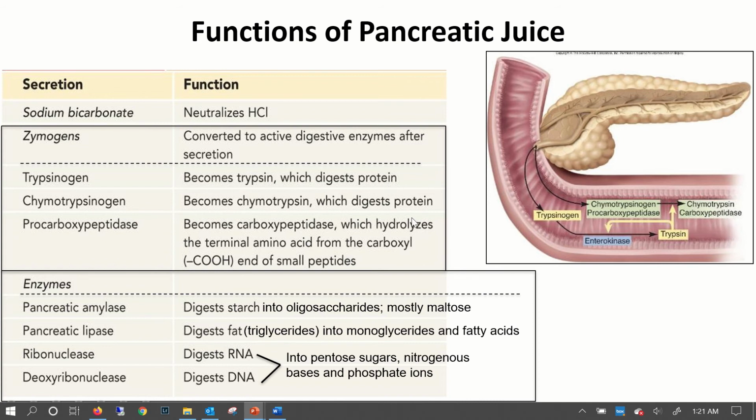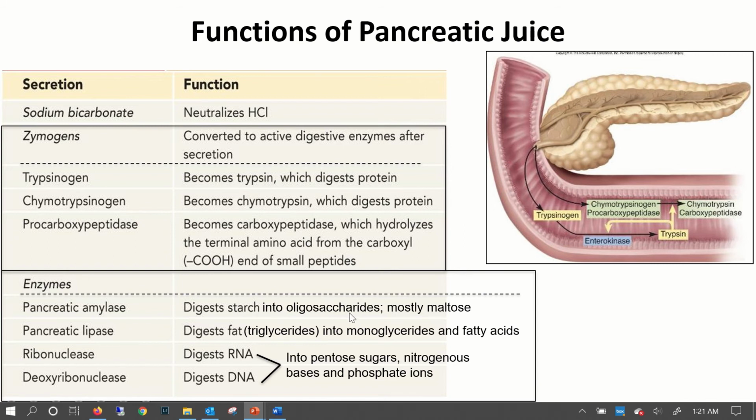Right? So it's hydrolyzing polypeptides, it's digesting protein. This is very similar to what we saw pepsin doing earlier on. Now, in addition to that, you have enzymes that are being produced through this pancreatic duct, and these are actually secreted in an active form. And so the first is pancreatic amylase, digesting starch into oligosaccharides.